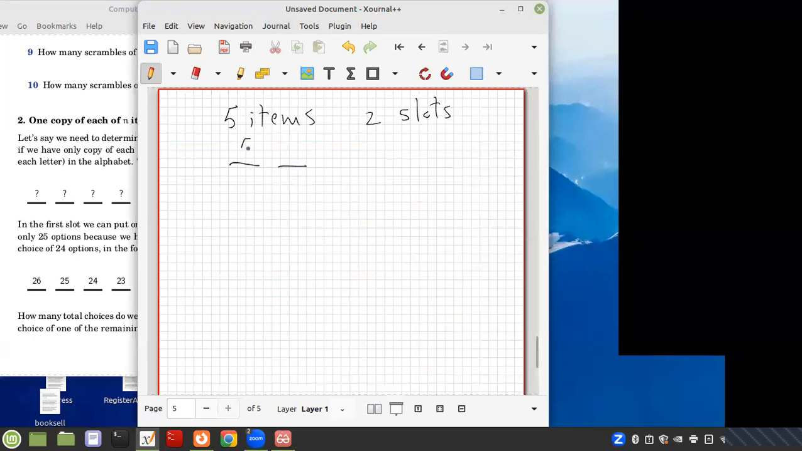So I can choose any of the 5 here, right? And since these aren't repeated, they're distinct, I can have 4 here, right? So the number of ways, this is the answer, is just 5 times 4. But we want to write that in a way that scales. What if I had like 100 items and 15 slots? Then I have to write 100 times 99 times 98, all the way down to 86. Right, so it'd be a mess, right?